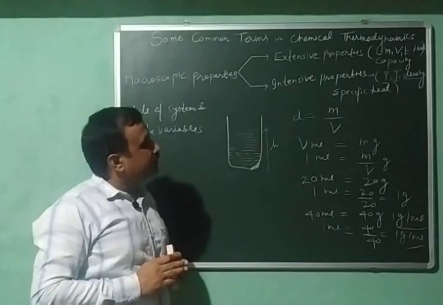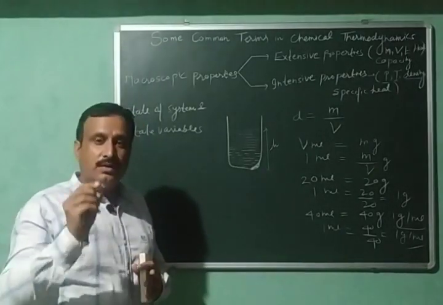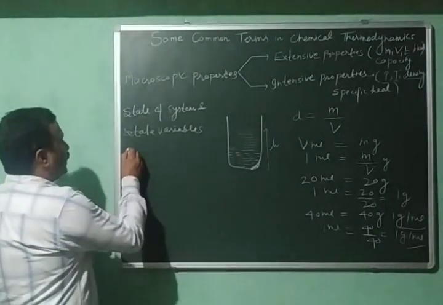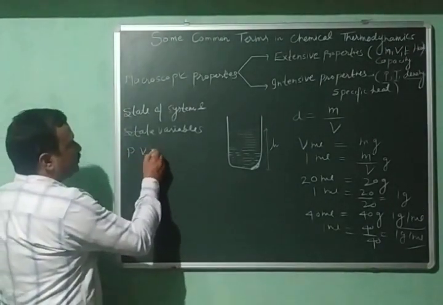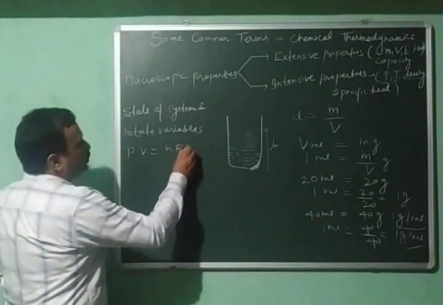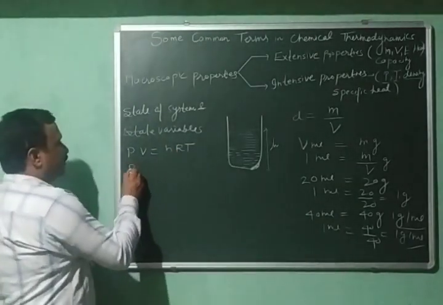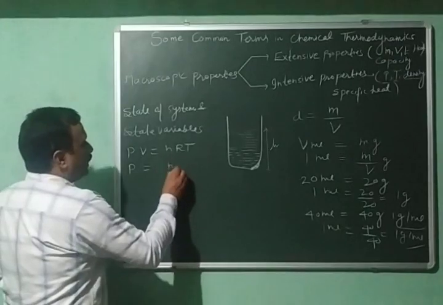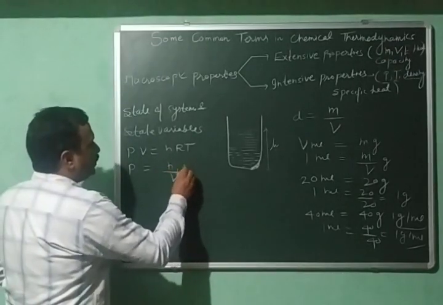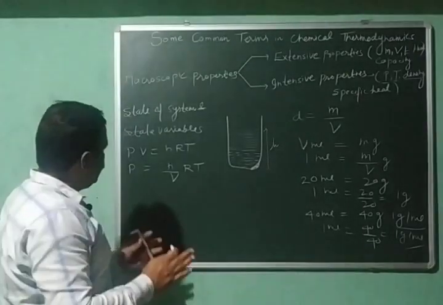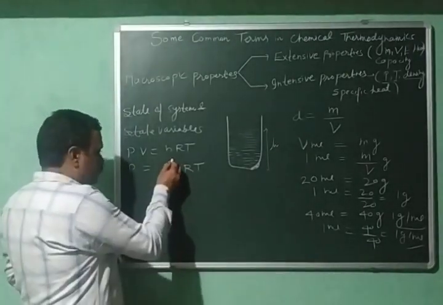Okay, I will explain it with the help of the ideal gas equation. So let us write. According to the ideal gas equation, PV is equal to nRT, and P is equal to n upon V into RT. Okay, now I will focus on this term.